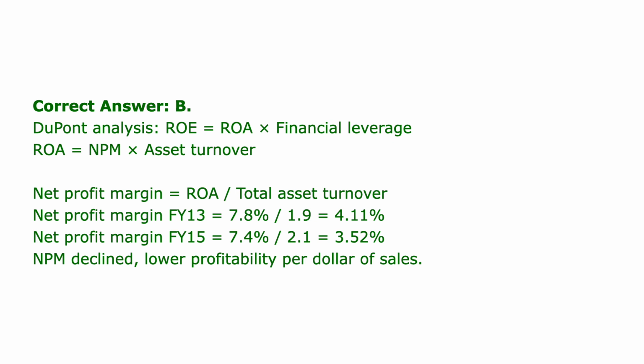Correct answer, B. DuPont analysis formula. ROE equals ROA times financial leverage, and ROA equals NPM times asset turnover. Net profit margin equals ROA divided by total asset turnover. NPM declined from 4.11% in FY13 to 3.52% in FY15, indicating lower profitability per dollar of sales.